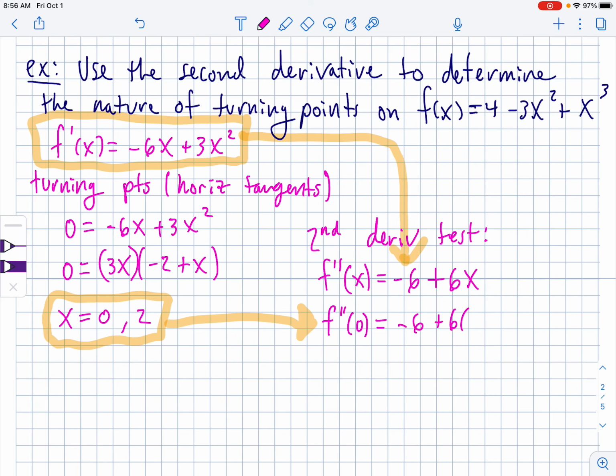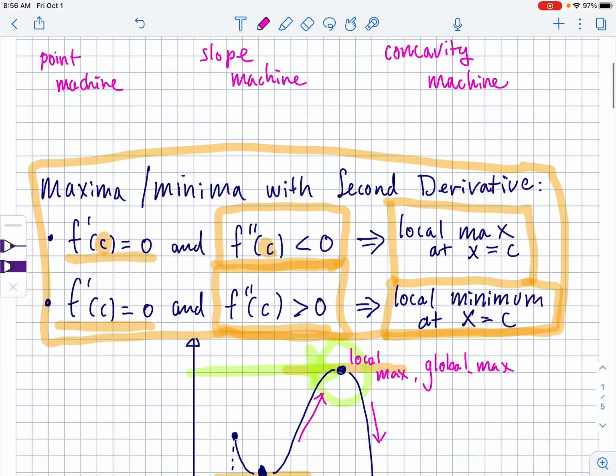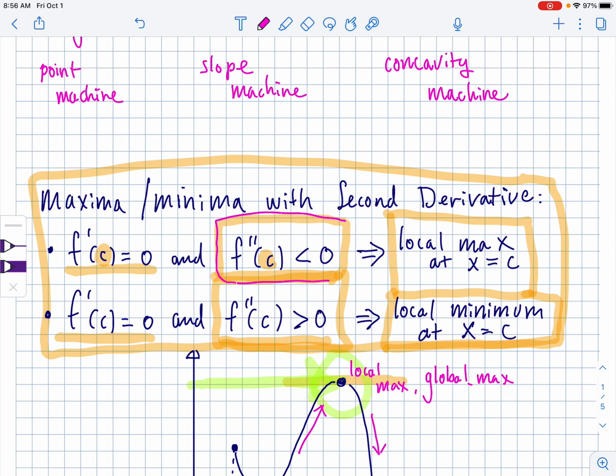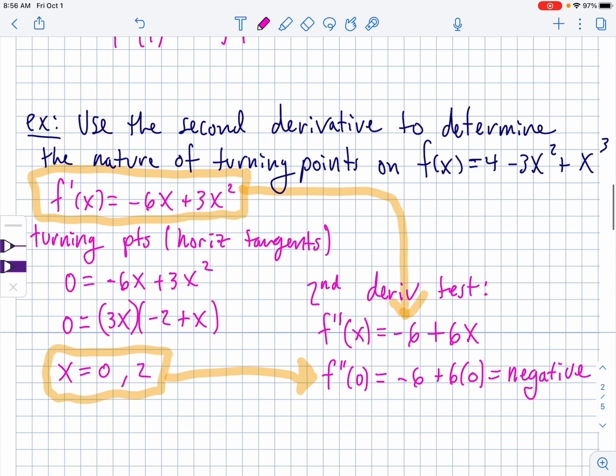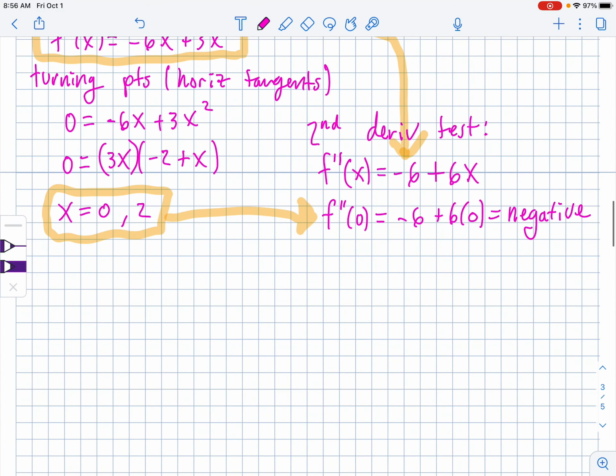So f double prime of 0 is equal to negative 6 plus 6 times 0, which is negative. That means at x equals 0, it is a local maximum, because if you look back up here, it says if the second derivative is negative, that it is a local max. Now, do we have to find the actual coordinates? No, it's just the nature of the turning point. So x equals 0 is a local max.